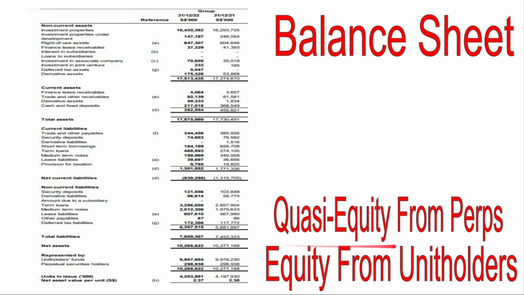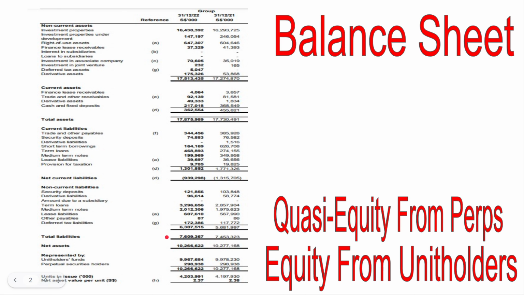So I think the conservative investor should be better off considering perps as quasi-equity. Whether it's 50-50 or 60-40 or 70-30, it's up to you. But it's probably more conservative to think of it that way. In any case, the total capital raised from equity would be $10.3 billion in this case.